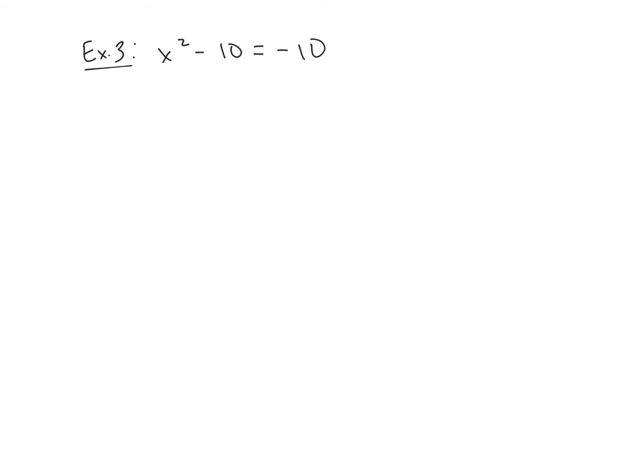All right, we're going to go ahead and try another one here. x squared minus 10 equals negative 10. And so in this case, I just have two numbers. So when I set up my levels of PEMDAS, I just have that minus 10, which is to subtract 10.